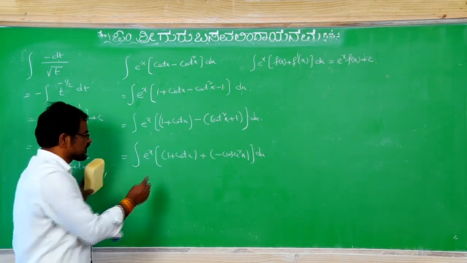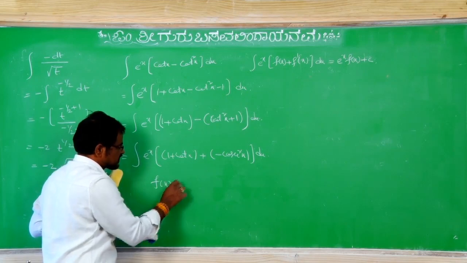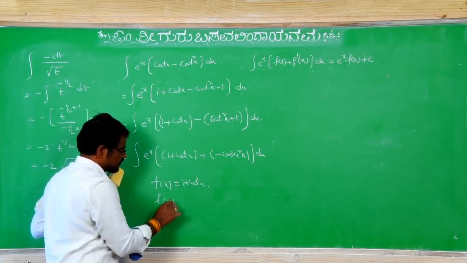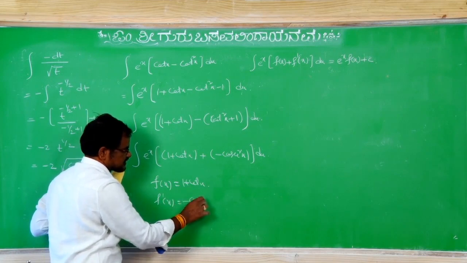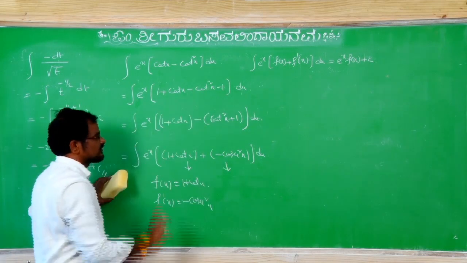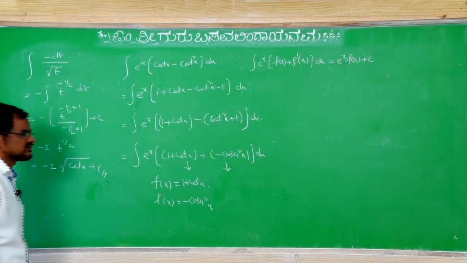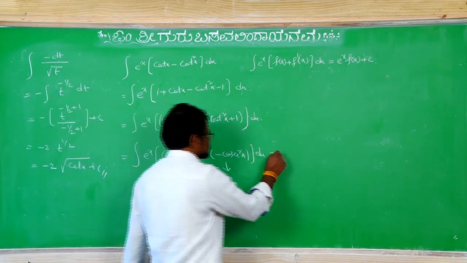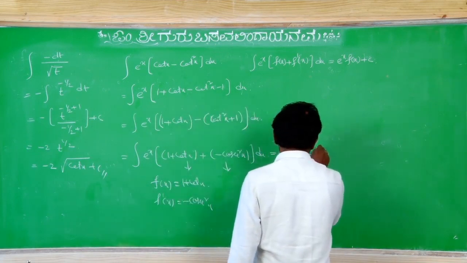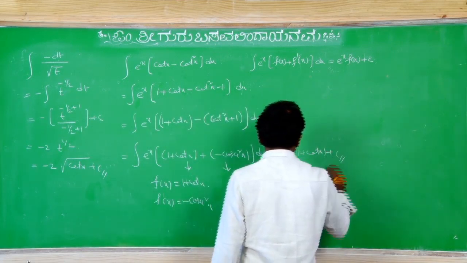Now once you observe, f of x equal to 1 plus cot x, f dash of x equal to what? Minus cosecant square x. So this is f of x, this is f dash x. Now it is in the form of e power x into f of x plus f dash x. So therefore, what is the answer? You can take e power x into f of x. F of x is 1 plus cot x, plus c.